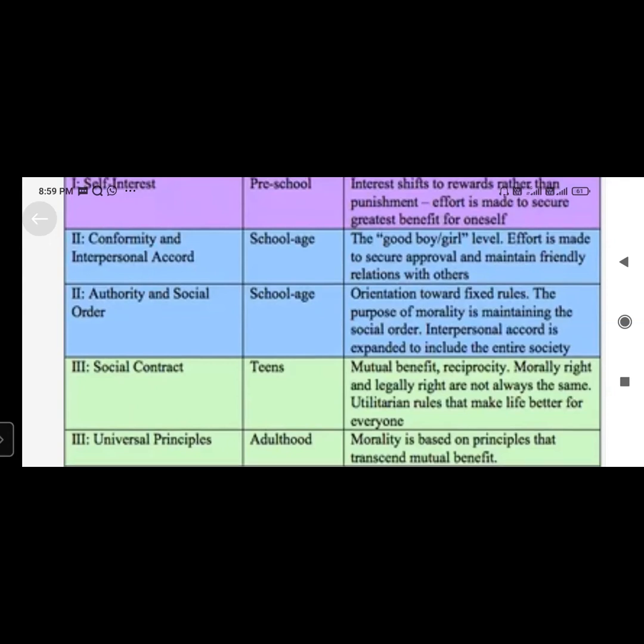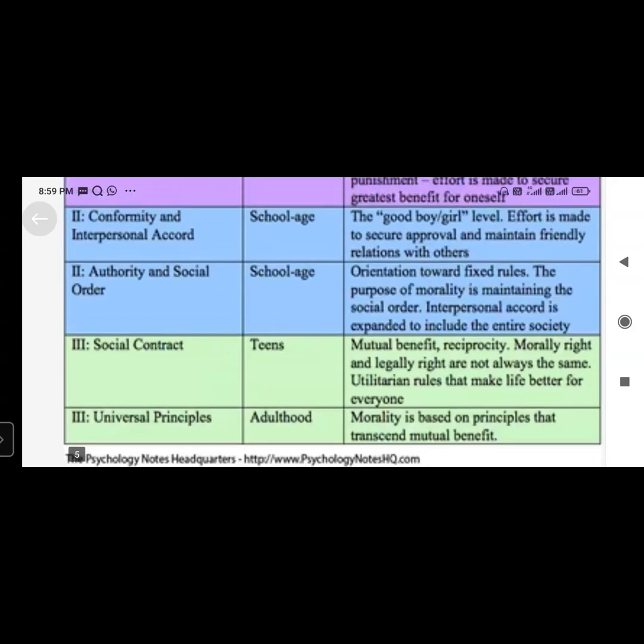Next one is universal principle. Universal principles is adulthood. Under that, morality is based on principles that transcend mutual benefit. Now, these universal principles are very simple. The principles which are the same when they are applicable in say one area or in another area, in one city, in another city, one state, another state, maybe in one country and in another country also. These are called universal principles.